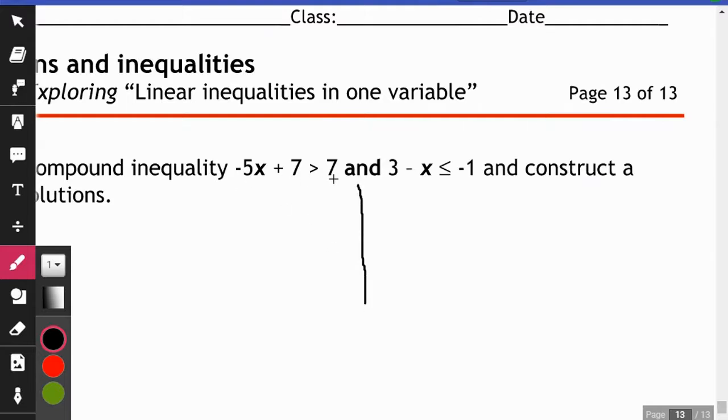So that means this guy, we're going to solve first. -7, -7. Oops, I do not mean to write that thing in the middle. To get rid of both of the 7s. So I'll have -5x greater than 0. I divide by 5, -5.